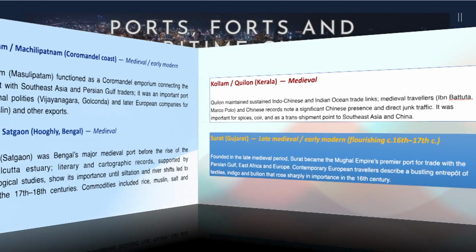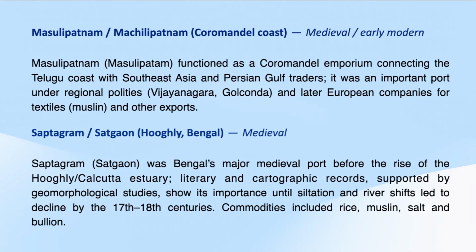We also have the port of Masulipatanam on the Coromandel coast of India, and this connected the Andhra Pradesh area with Southeast Asia and also Persian Gulf traders. It was an important port under regional polities of Vijayanagara, Golconda, and later the European companies for textiles, muslin, and other exports.